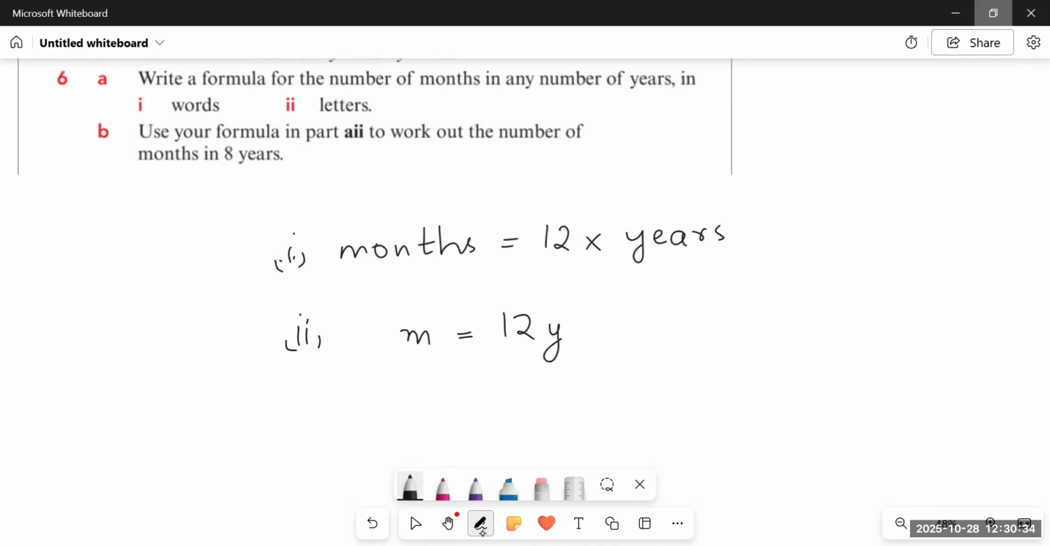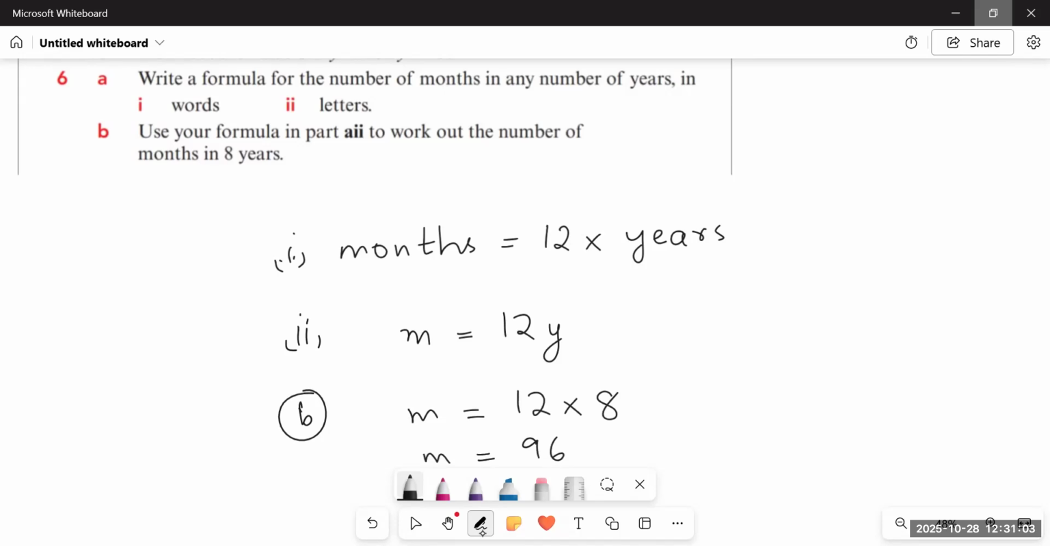And then they are saying in part B, use your formula in part A number 2 to work out the number of months in 8 years. So if we have 8 years and we have to find out the number of months, what are we supposed to do? We will use the formula 12 multiplied by 8. And there you go. If we multiply 12 by 8, we will get 96. It means there will be 96 months in 8 years.